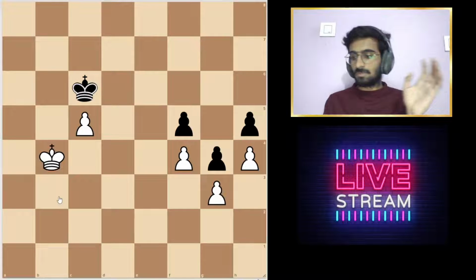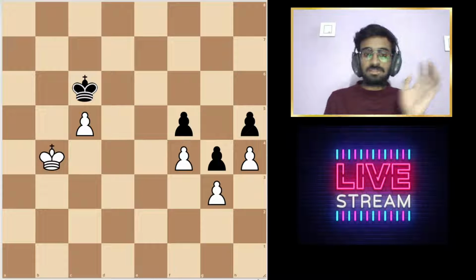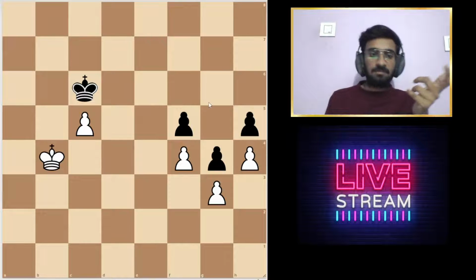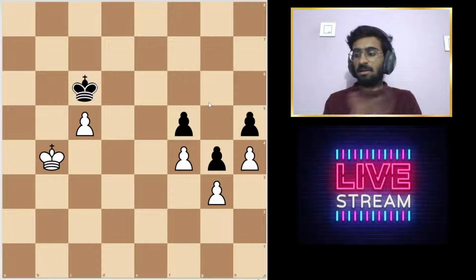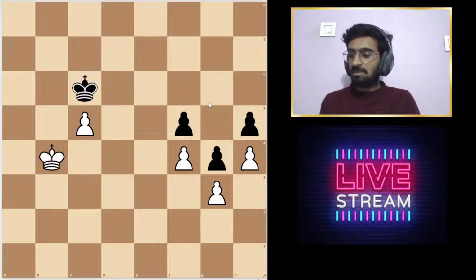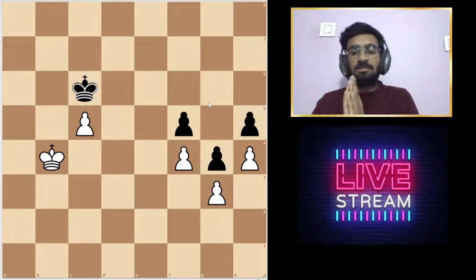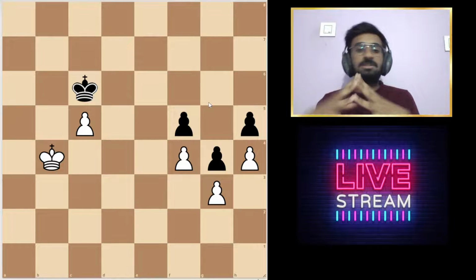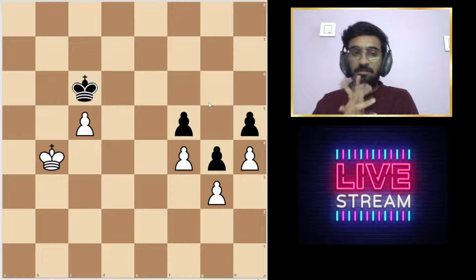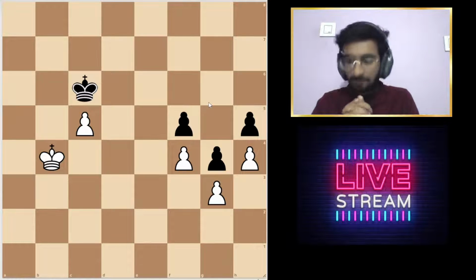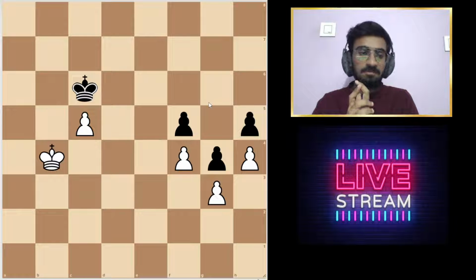Now this is white to play and win the game. What do you think? White has an extra pawn. But just now we discussed that just one pawn is not enough to win. But again, it depends on the position. Here one pawn is enough to win the game.